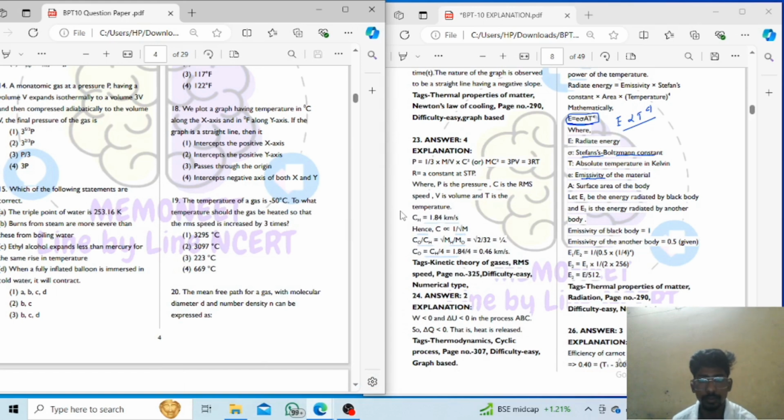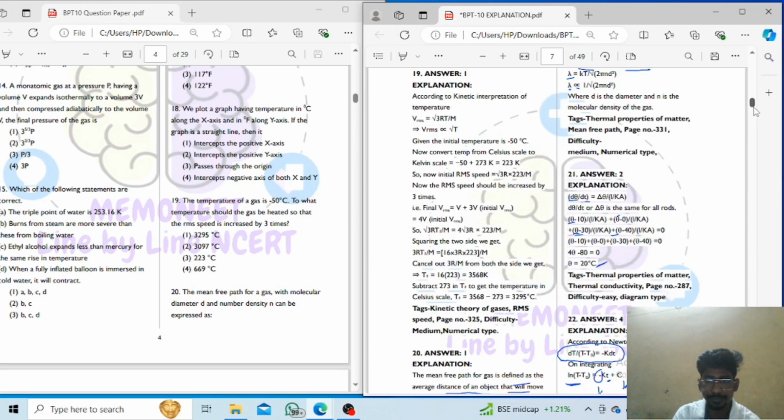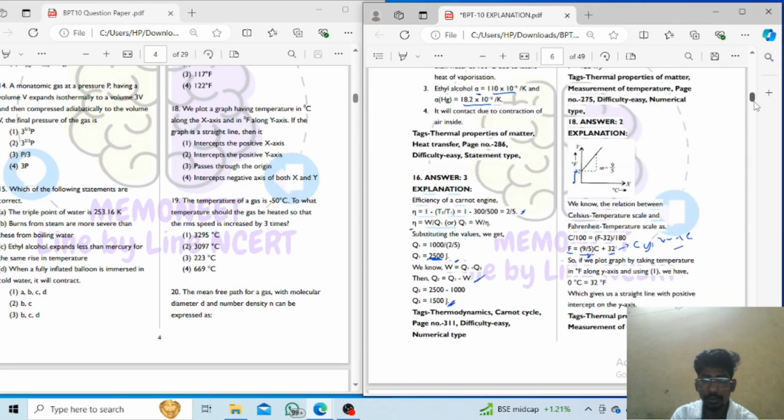Hello students, welcome to the next part of this BPT 10. So we will be solving from question number 18. Okay, I already told you the descriptions of this BPT, which chapters are there. So we will be solving from question number 18. In part 1 we solved 1 to 17. In the second part we will be solving from 18 to the rest of the questions, if we can do this.